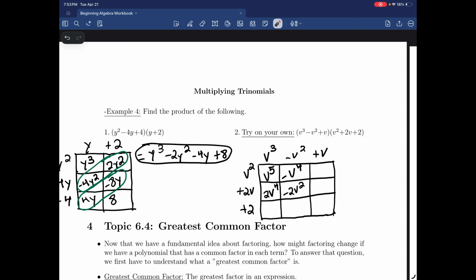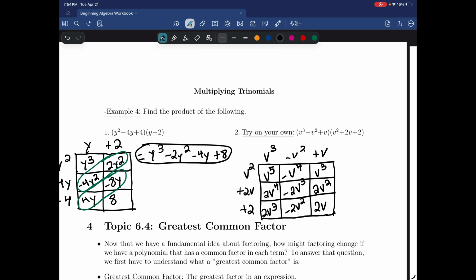Here in this box we have v squared times v, which is v cubed. I apologize here. This term is incorrect. It should be negative 2v cubed. And then here we have 2v times v, which becomes 2v squared. Here we have 2 times v cubed, which is 2v cubed. This box here, we have 2 times negative v squared, which is negative 2v squared. And this other box is 2v.